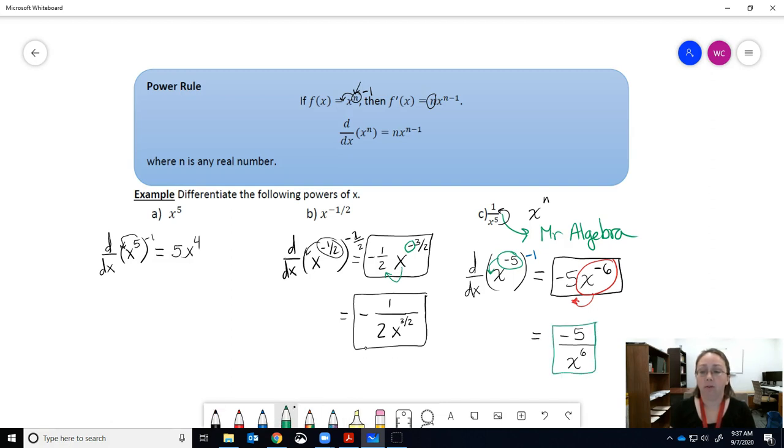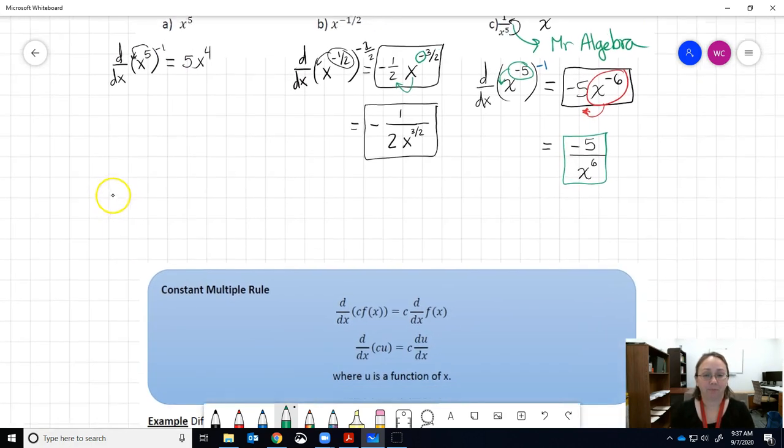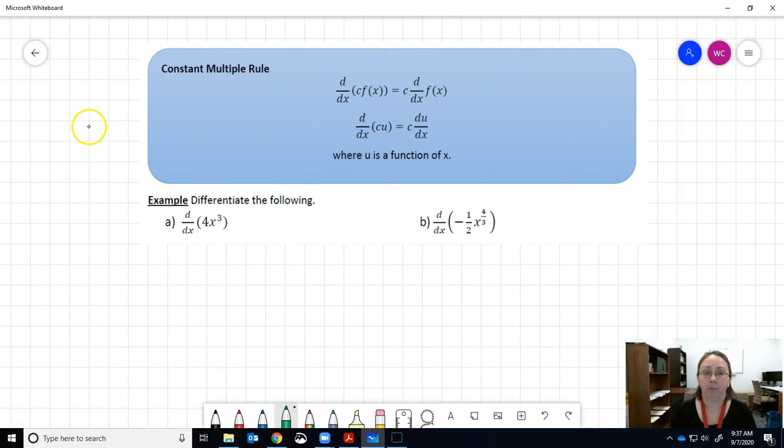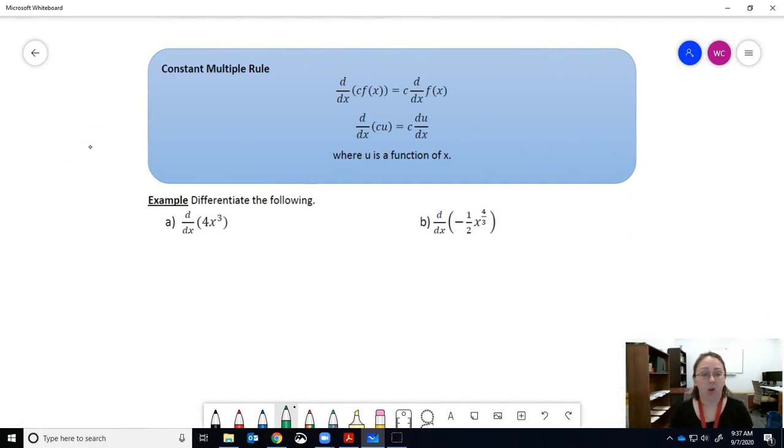There you go. That would be the derivative. All right, let's try another rule. This one's also a very important, very common rule to see when you're doing derivatives. It's called the constant multiple rule.